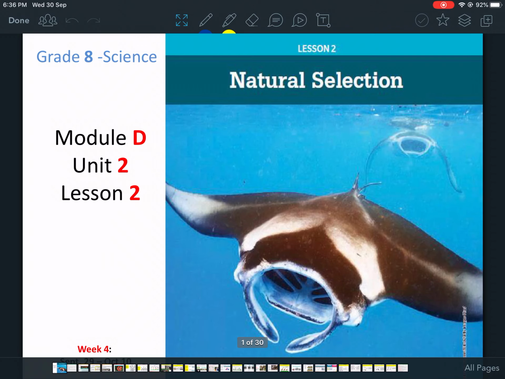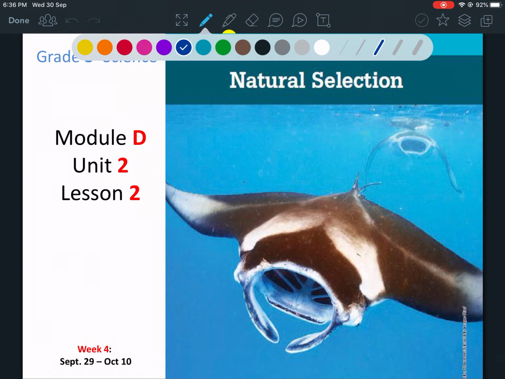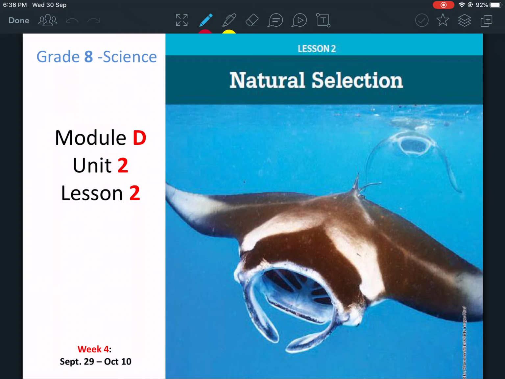Good morning, everyone. Our lesson today is about natural selection. This is the new lesson, and we're going to take part of it today. We're going to study it in 4 parts, so there'll be 4 videos. We're still in Module D, and now we're in Unit 2, Lesson 2.